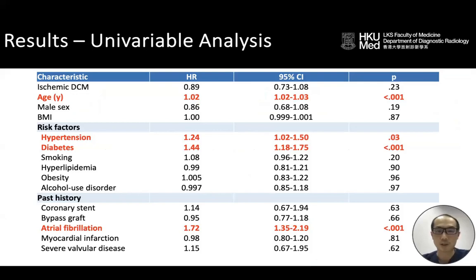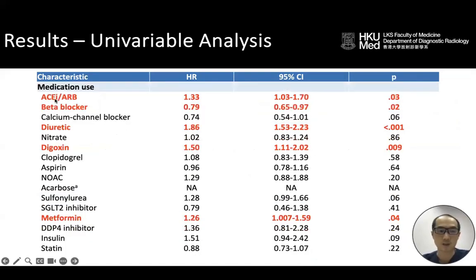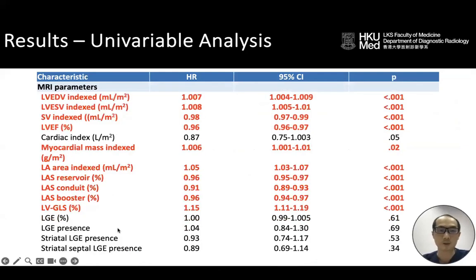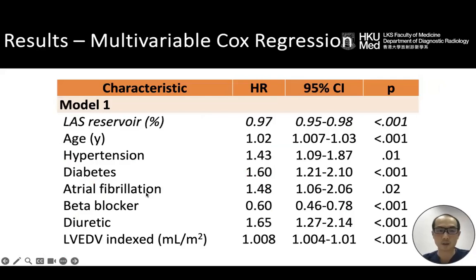So for univariable analysis, age, hypertension, diabetes, and AF were significant predictors of outcome. In terms of drugs, ACE inhibitors, beta blockers, diuretics, digoxin, and metformin were significant predictors. For the cardiac MR parameters, essentially the same parameters came up as being significant. And again, pointing out that the left atrial strain parameters and LVGLS were all significant. And again, LGE was not significant. Nonetheless, all of the strain parameters and the LGE were inserted, except as pointed out before, the atrial strain parameters were separated in 3 models.